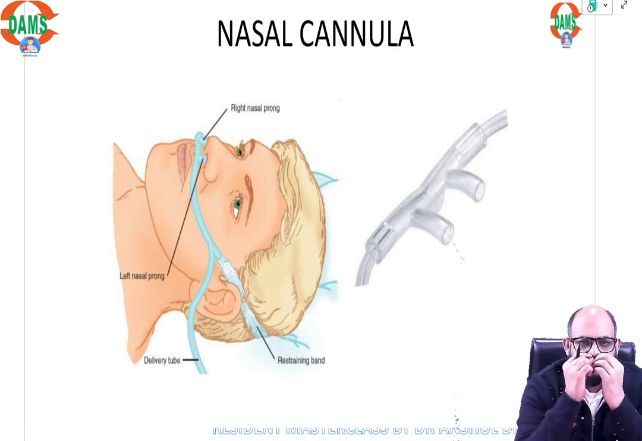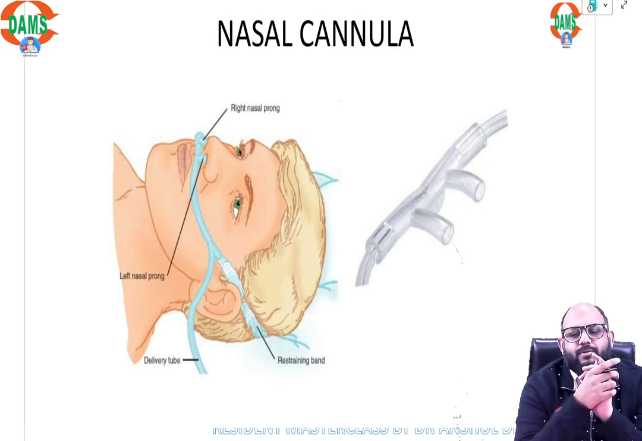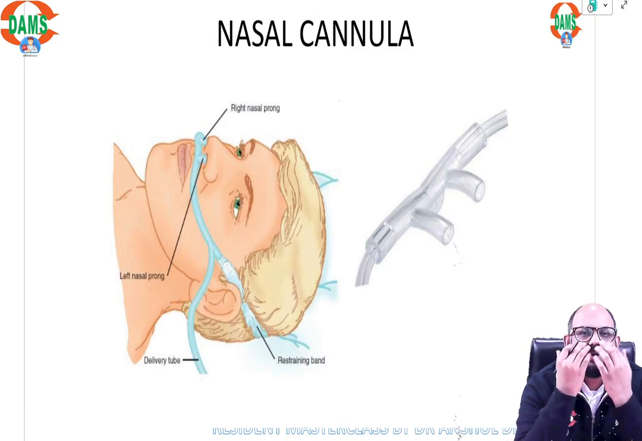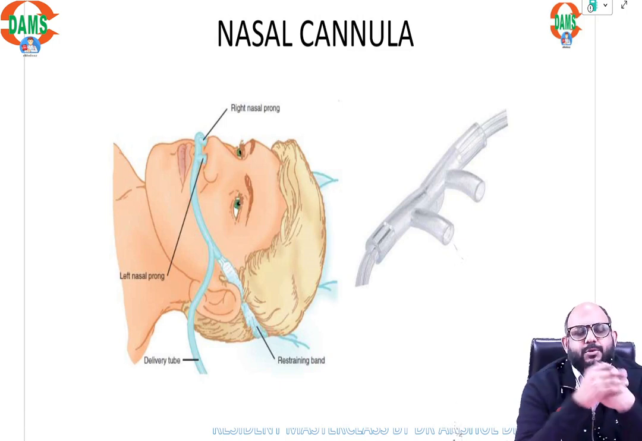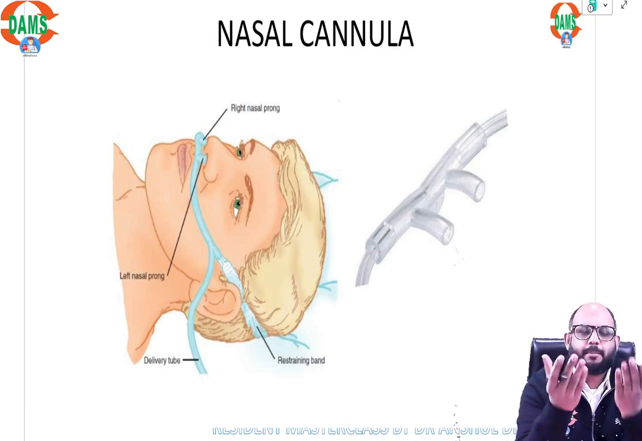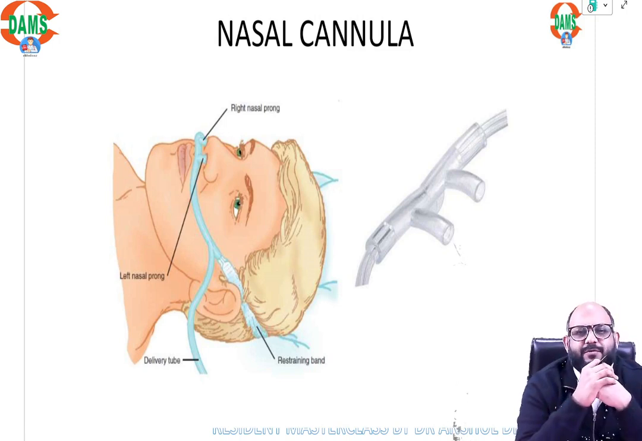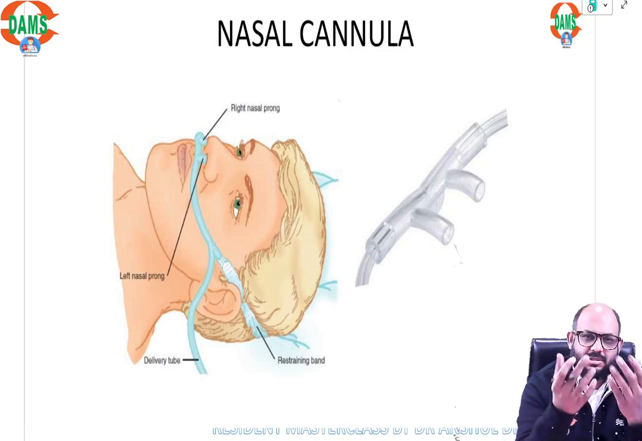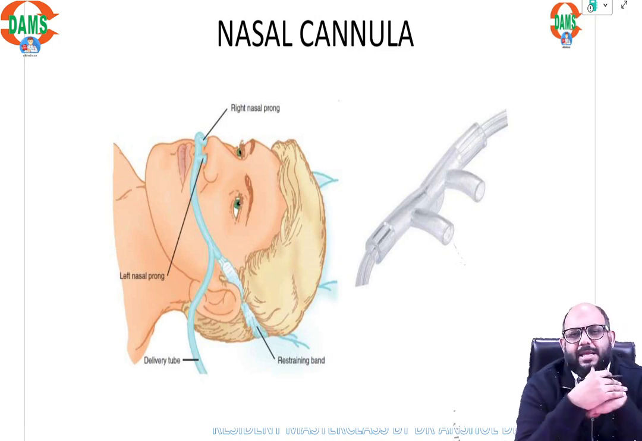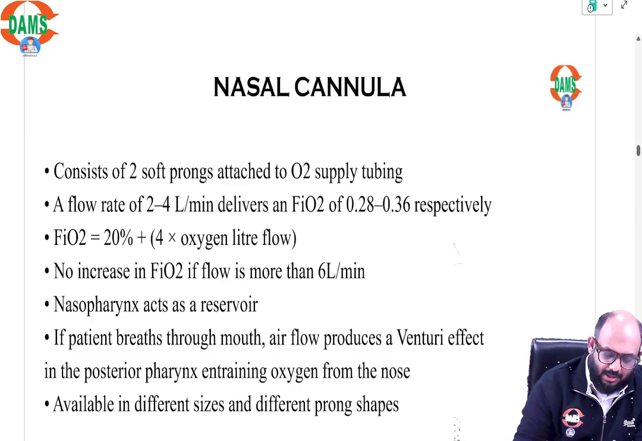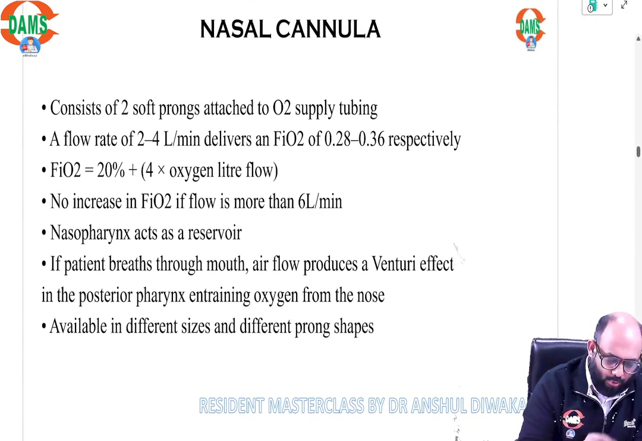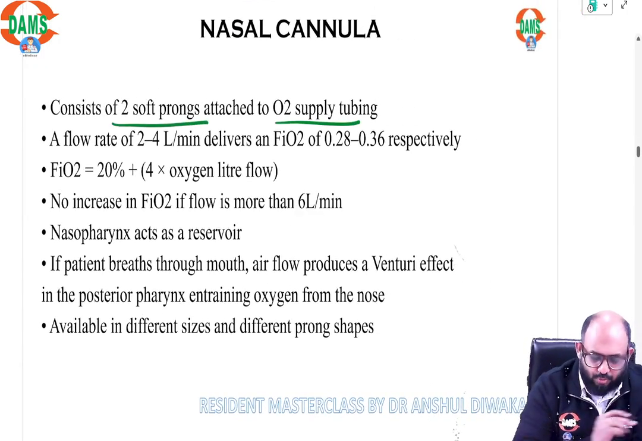What it does is you put the nasal cannula in the nose and it converts your nasal dead space into an oxygen reservoir. So whatever is the nasopharyngeal and posterior pharyngeal wall dead space, it replaces that with oxygen. Every time the patient breathes, whether from the nose or from the mouth, this oxygen gets mixed with the air that the patient is breathing, and that helps as oxygen therapy. Now there are two soft prongs which are attached to O2 supply tubing.